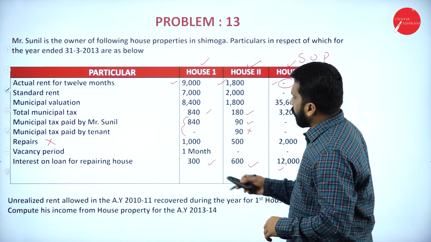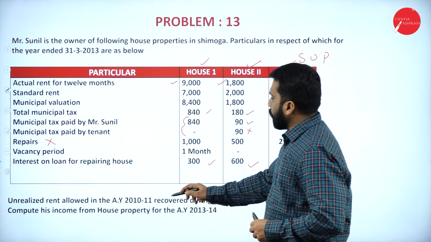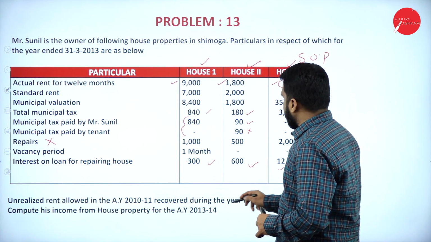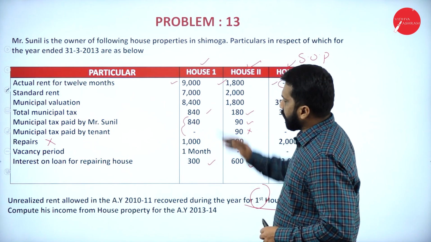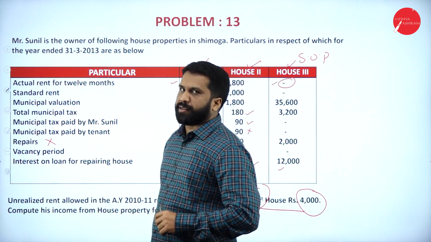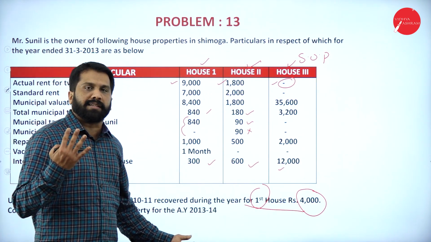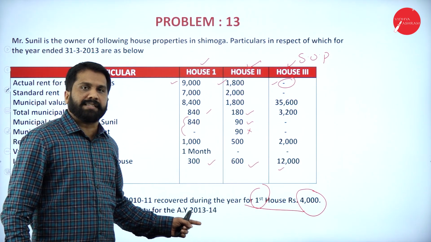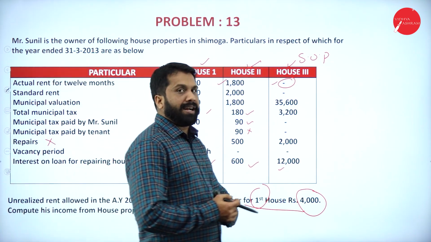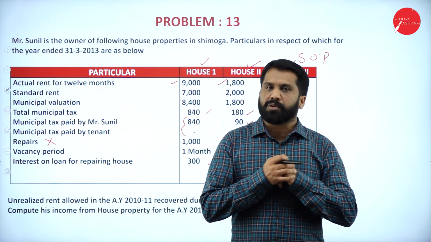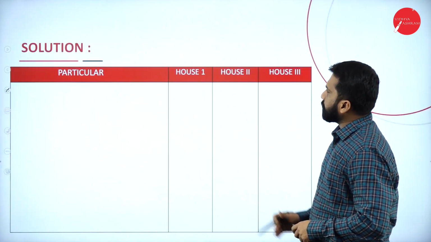Now, these are the information we have. At the end, unrealized rent allowed in 2010-11 recovered, 4,000 for the first house. After doing all the calculation, at the end, you are supposed to add 4,000 as unrealized rent. Hope you are clear. Now I'll go to the answer.